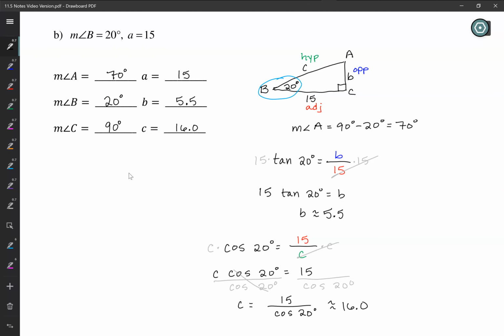So click on the next video to see the other type of problem, which is where they tell you two of the side lengths, but they don't tell you anything about the angles.